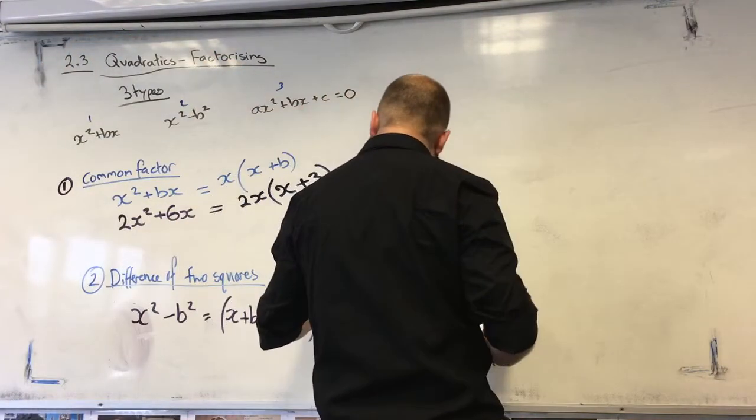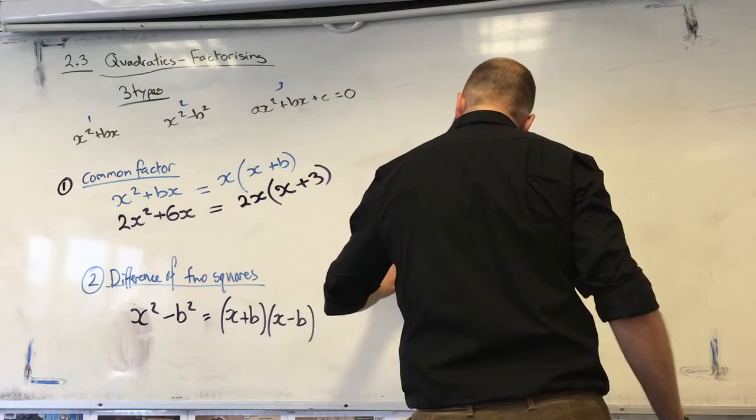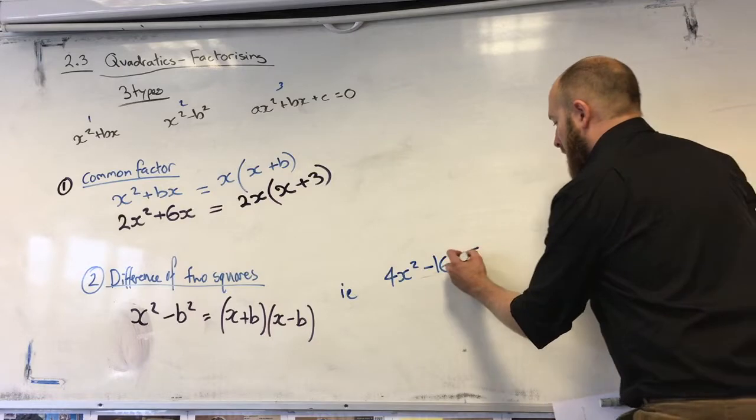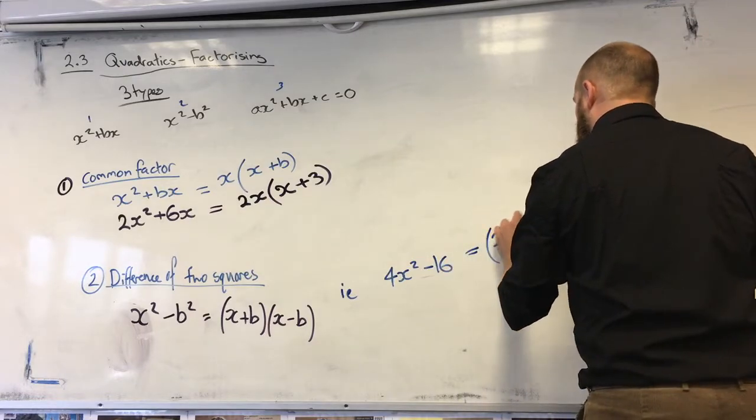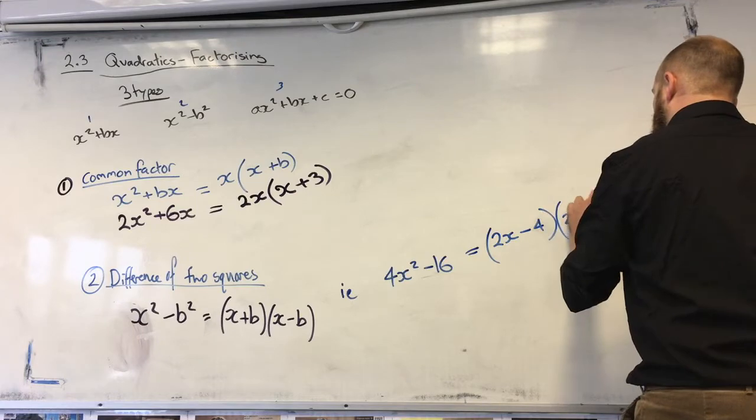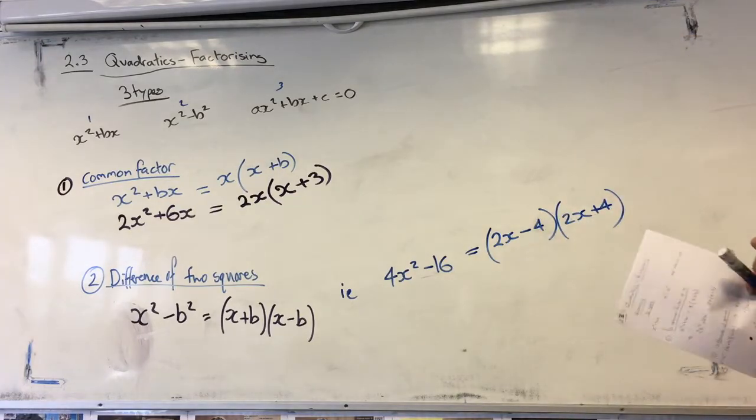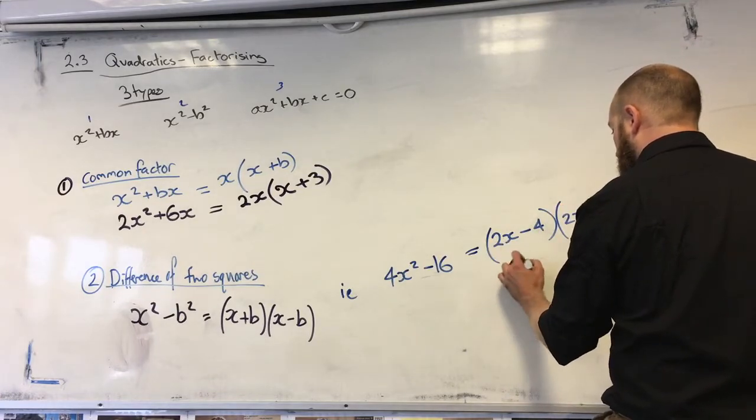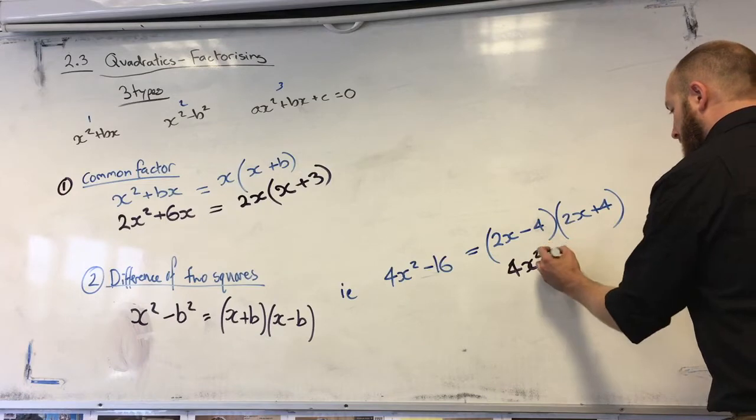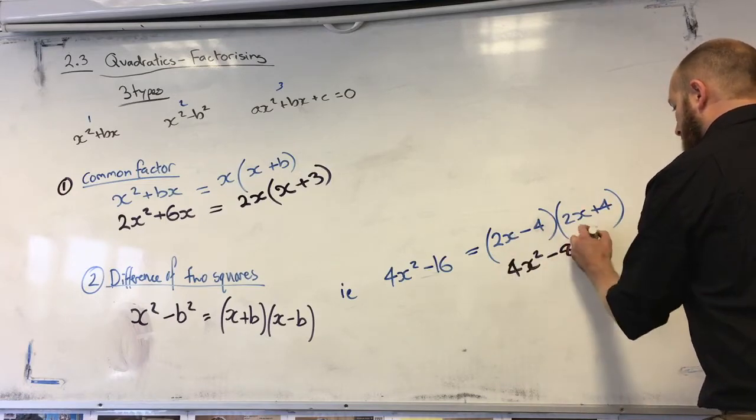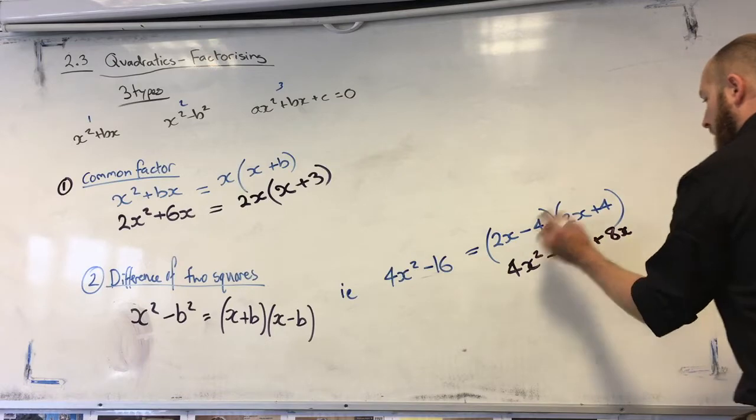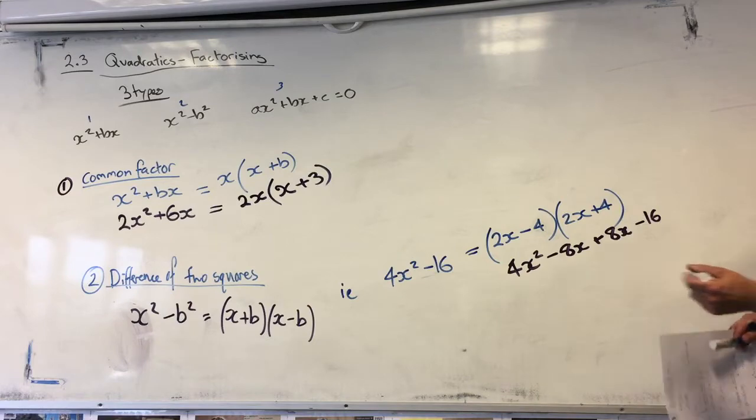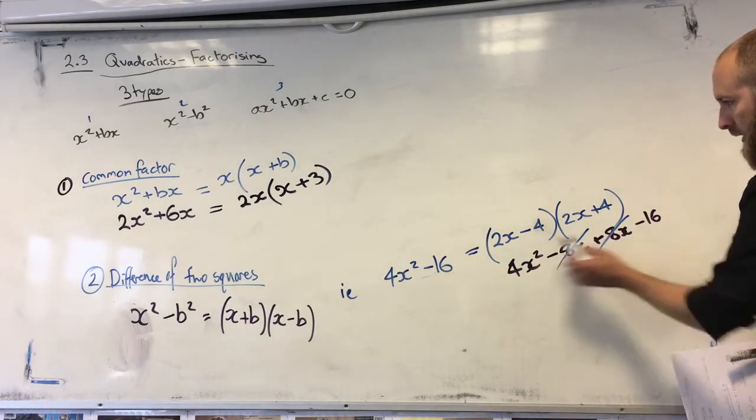For an example, you might have 4x squared minus 16. Notice everything there is a square number, so that will factorise to 2x minus 4, 2x plus 4. And really quickly we can just show why that works. If we expand it, 2x times 2x is 4x squared. Then 2x times 4 is plus 8x, and minus 4 times 2x is minus 8x. And then minus 16. So you can see the middle two terms, plus 8x and minus 8x, cancel, leaving us what we started with.